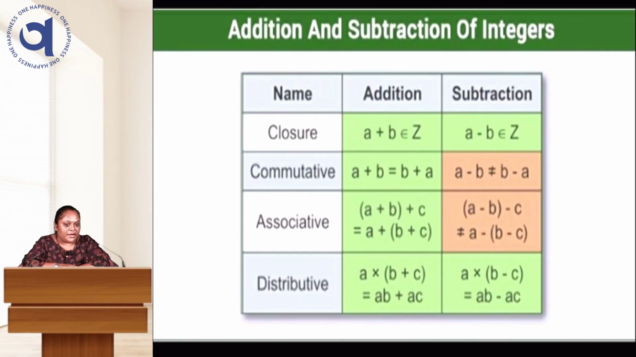In the same way for subtraction also, a multiplied by b minus c. So, a is multiplied by b and a is multiplied by c also. So, your answer does not change. So, this property holds here.